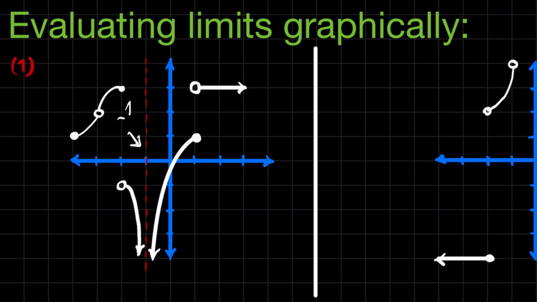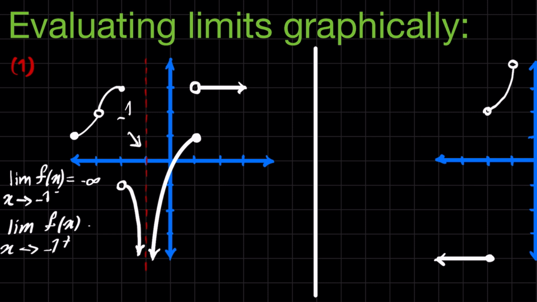So at this point, if we want to check the limit as x approaches -1 from the left side, we could see that it's getting to -infinity, and also from the right side, it's also getting -infinity, which means that the limit of this function as x approaches -1 is -infinity.